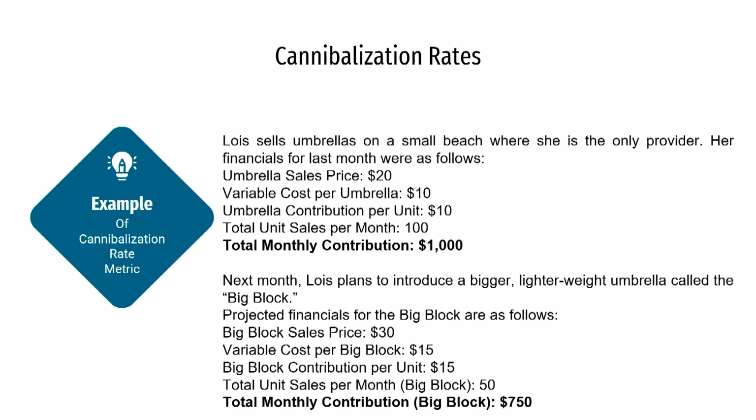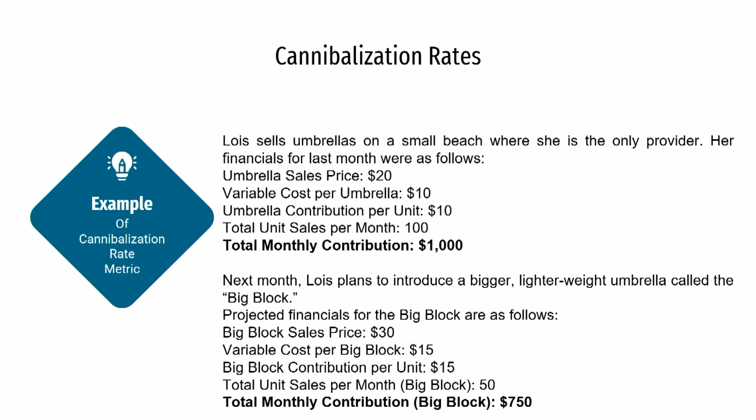Now look at this one, another example of cannibalization rate. Lois sells umbrellas on a small beach where she is the only provider. Her financials for the last month were as follows. Umbrella sales price per umbrella was $20, and we have already discussed what fixed cost and variable cost are. Let us say the variable cost per umbrella was $10.